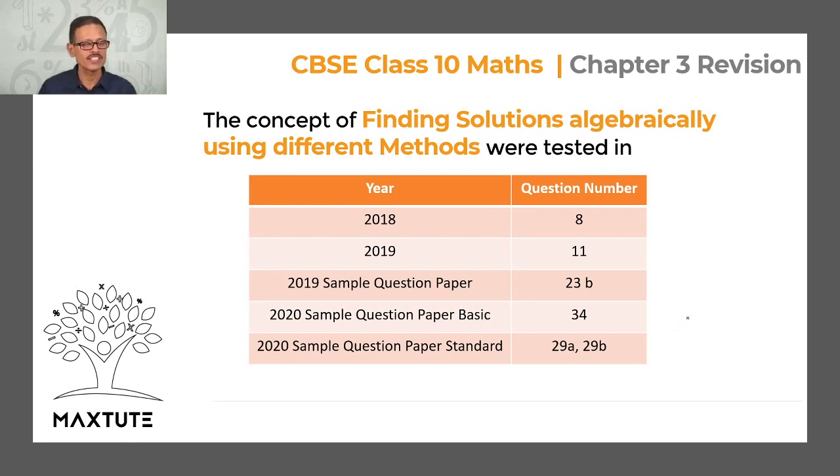When all did we get questions testing these linear equations as a concept, either in terms of a rectangle or a pentagon or word problems or equations reducible? These were all the questions that appeared, right? In 2018 and 19 in the board exam, 2019 sample paper, 2020 basic version. In fact, in 2020 standard version, the 29th question had 2 internal choices. Both the choices basically tested this.